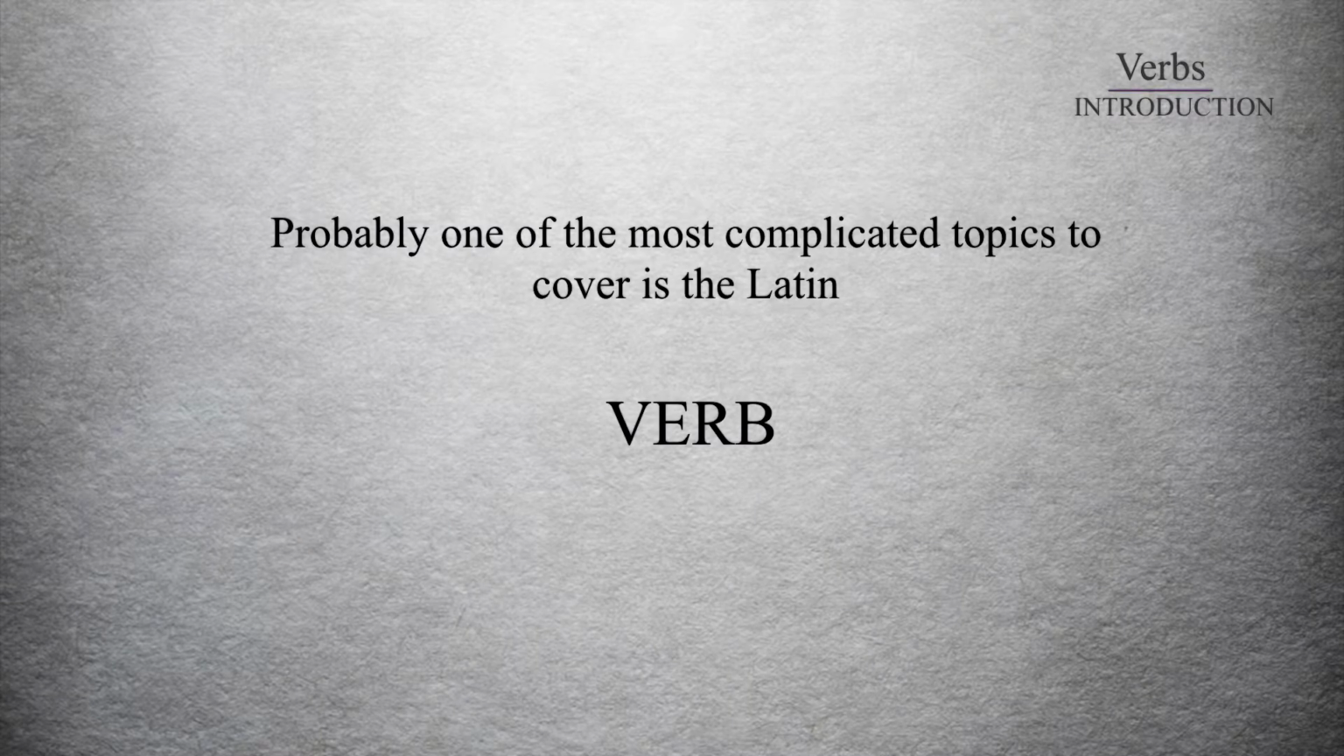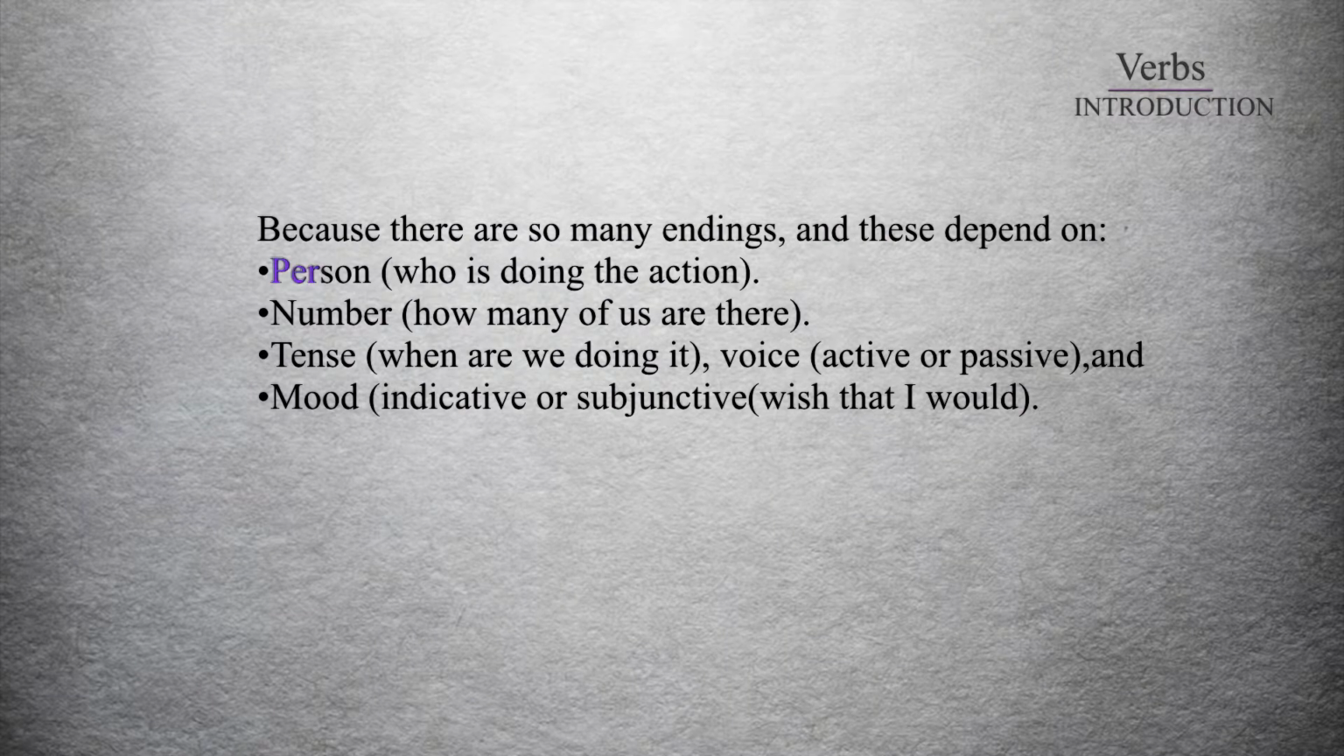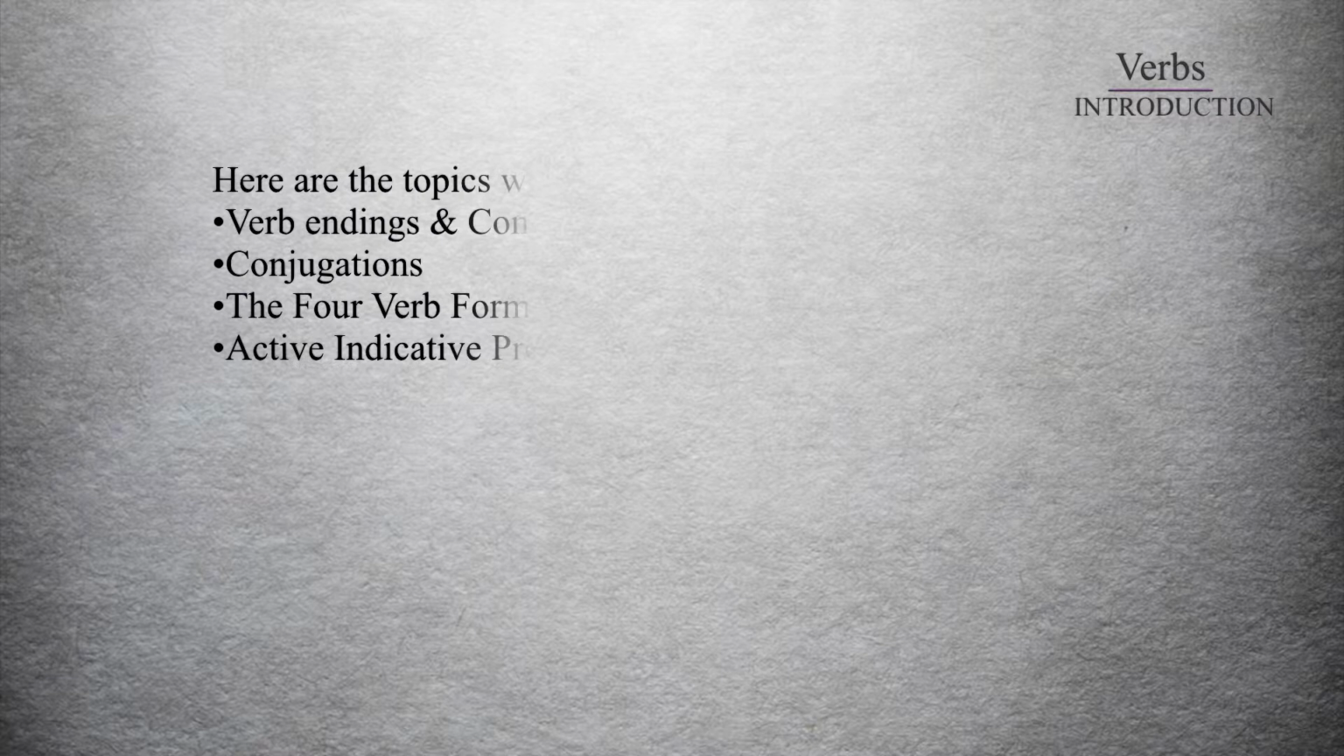Probably one of the most complicated topics to cover is the Latin verb. There are so many endings, and these depend largely on person, who is doing the action; number, how many of us there are; tense, when we are doing it; voice, active or passive; and mood, indicative or subjunctive. It's often hard to tell where to begin.